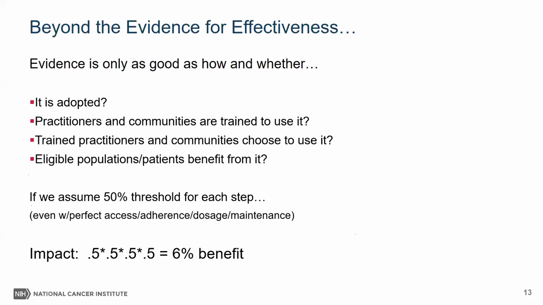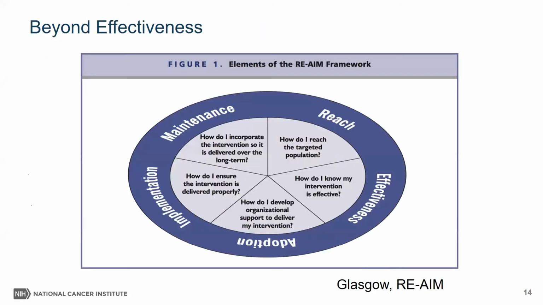So again, we need to make sure that we don't just assume these steps are going to happen by themselves. And putting it another way in the next slide, and this comes from the RE-AIM framework, which is a very popular framework in this field. It's not just the effectiveness of our evidence and interventions, but these other dimensions that determine the ultimate impact of our work. It's adoption, implementation, maintenance, and reach. And these are some of the objectives of the field of implementation science.